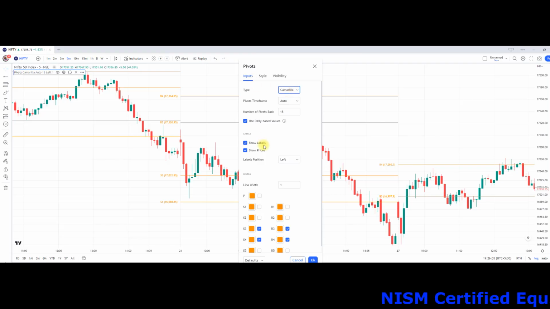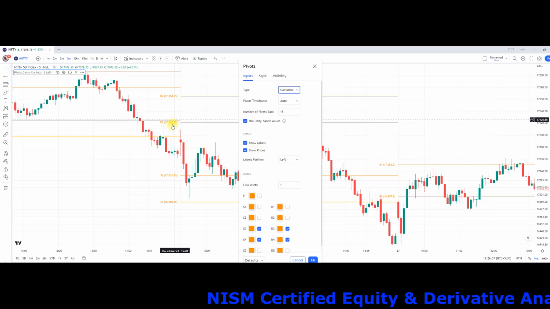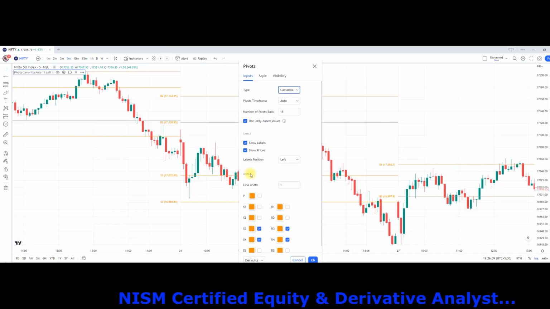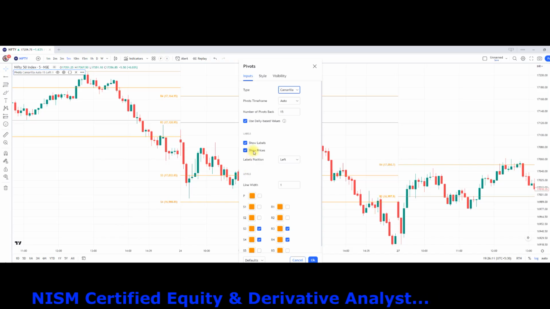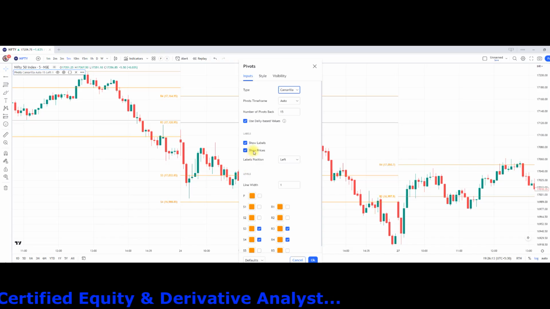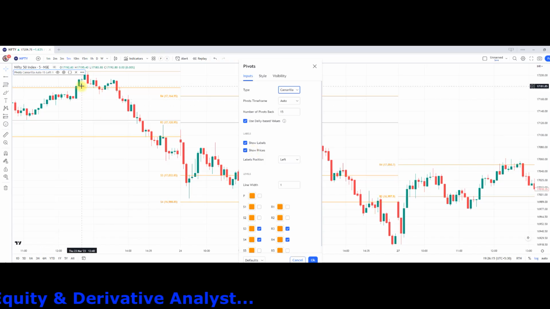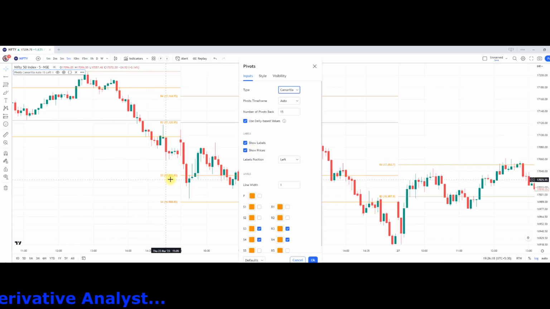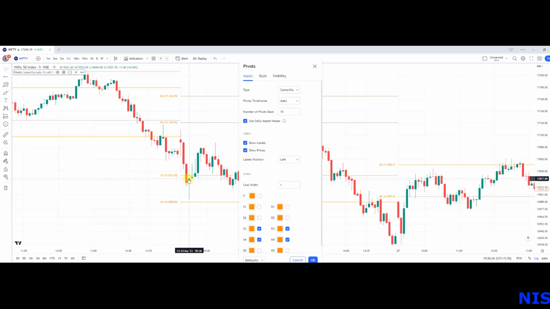And we don't want to change anything. Show labels and show prices. Show labels means we can see R3, R4, S3, the support levels and the pivot point. Show prices, what does this mean? Because this is a Nifty chart, for S3 the price is showing here. That is called show prices. If we uncheck this, the price will not be visible. So I have checked this in order to see the price.